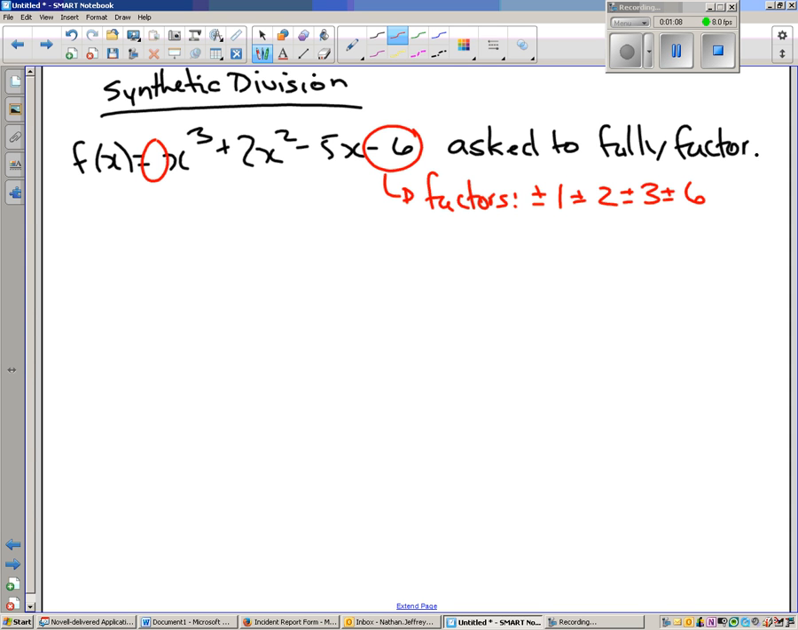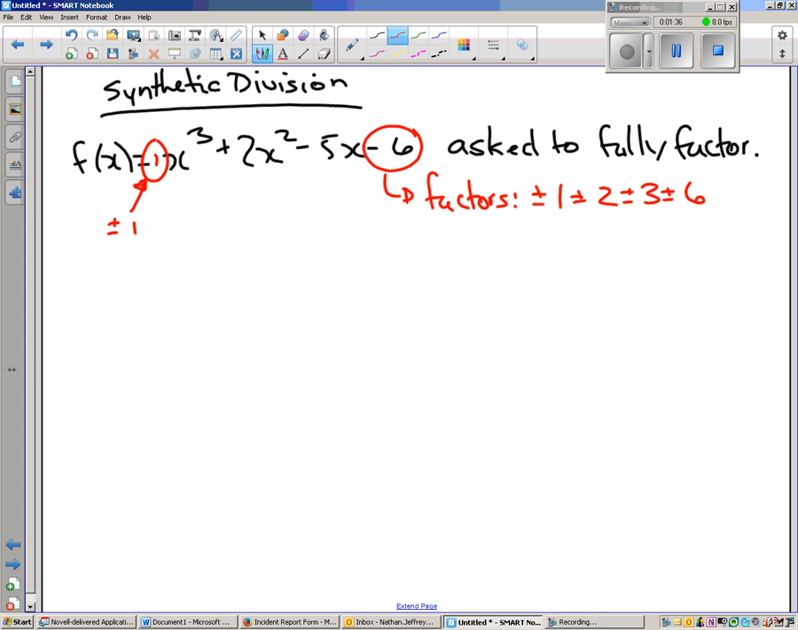Our leading coefficient is 1. Factors of 1 are plus or minus 1, so it's not going to affect our factors at all. If there was a leading coefficient here, we would find the factors of our leading coefficient and then make a fraction where the factors of our constant are on the top and the factors of our leading coefficient are on the bottom, and those would be possible factors for our polynomial. Here, this is plus or minus 1, so our factors remain the same.